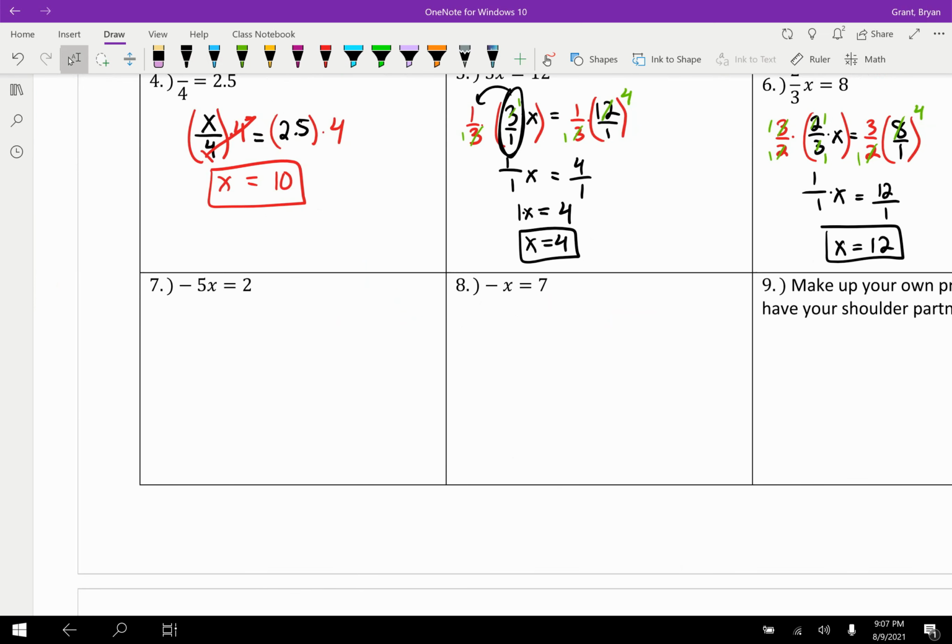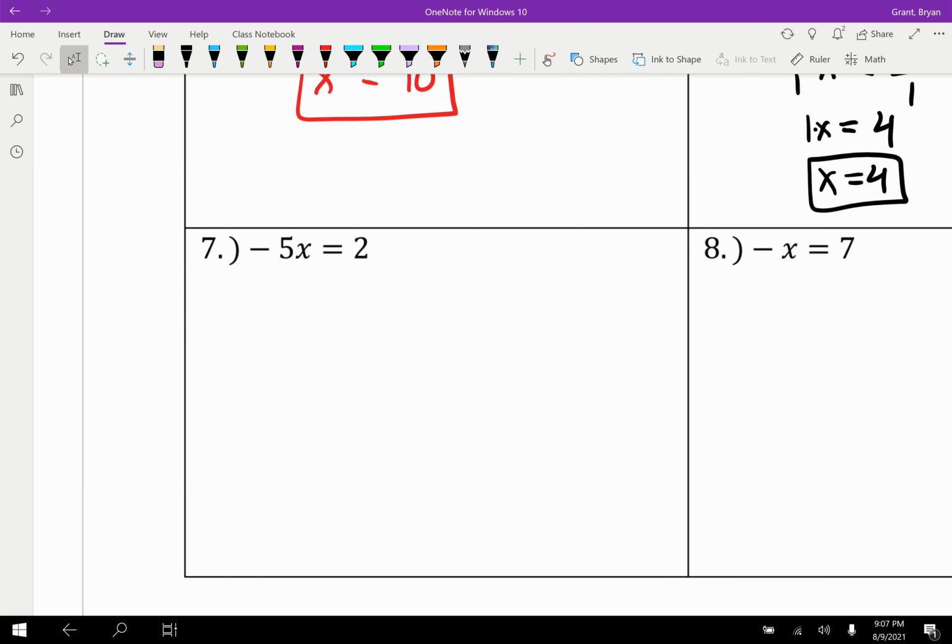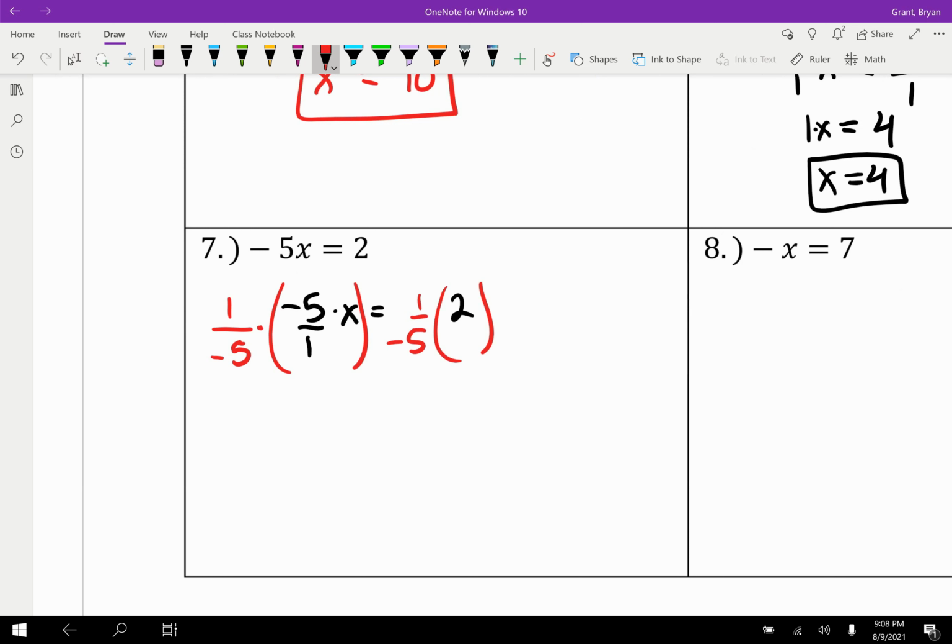Negative 5 times x equals 2. All right, well, let's just go ahead and continue that same thing. We did this before. We have negative 5 that's multiplying by x. I'm going to leave a little space. We'll write that as over 1 so that we can easily see the reciprocal. The reciprocal of negative 5 over 1 is 1 over, and the negative stays with it, 1 over negative 5. On the right side, we need to multiply this by 1 over negative 5. Maybe it helps to put this as 2 over 1.